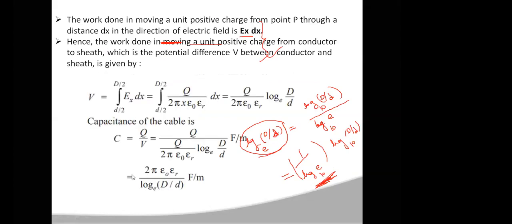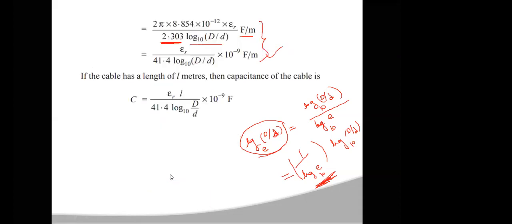The capacitance of the cable C is equal to 2 pi epsilon naught epsilon r by log capital D by small d to the base e, which is for 1 meter. If you want it for the total length of the cable, you have to multiply this with L, the length of the cable. If it is multiplied with L, you will get the total capacitance of the single core cable.